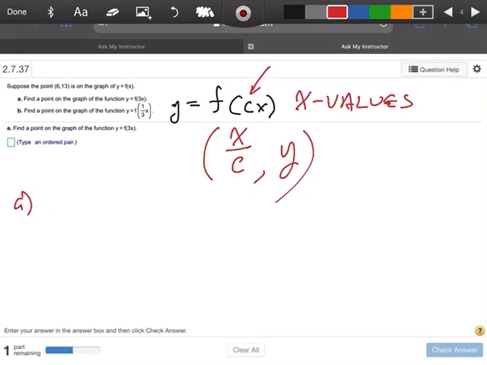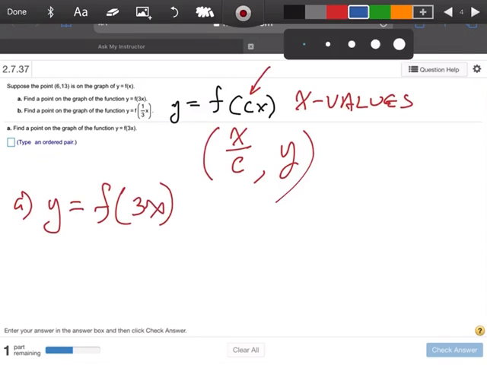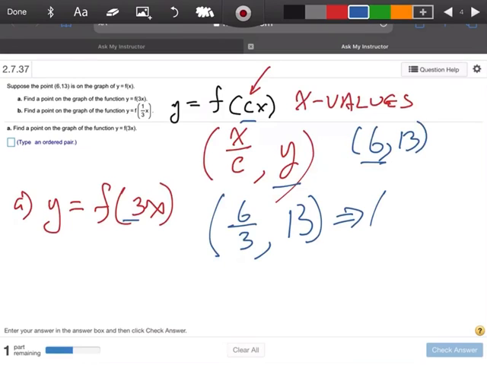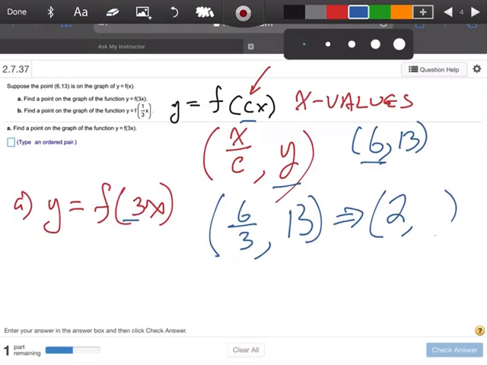So for part A, we're trying to find a point on the graph of y equals f of 3x. So the point that we were given from the beginning was the point (6, 13). I want you to notice the number c here happens to be the number 3. So we're going to take our x value, 6, and divide it by 3. The y value is going to stay exactly the same. So then my point will be the point (2, 13). It looks kind of like a B, not a 13, so let's fix that.